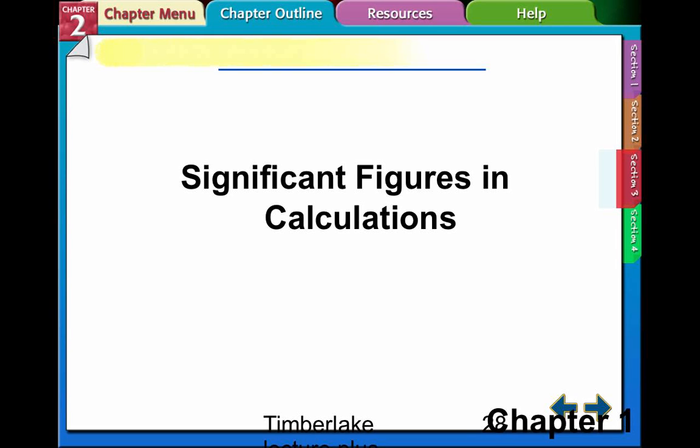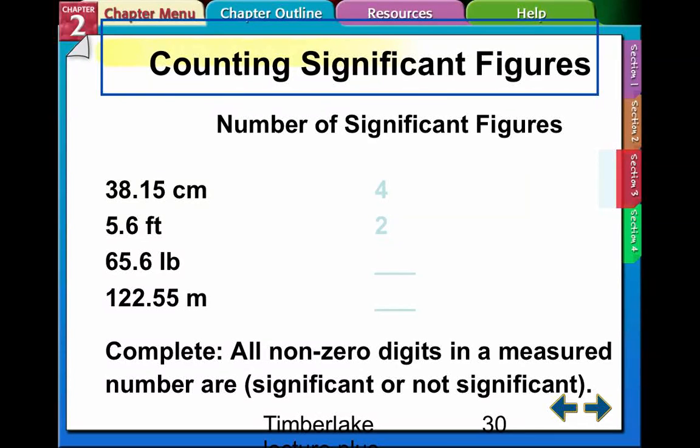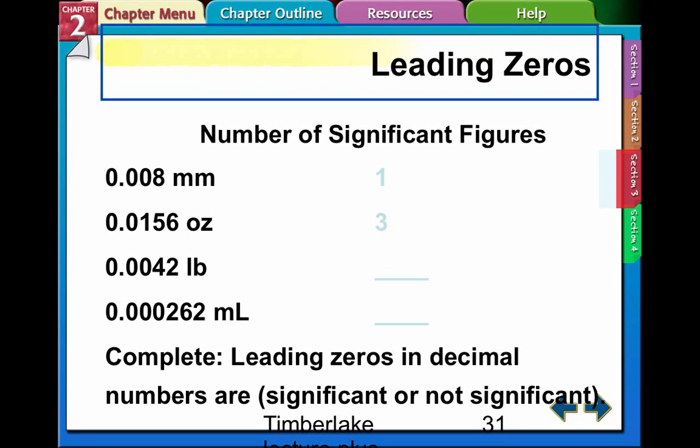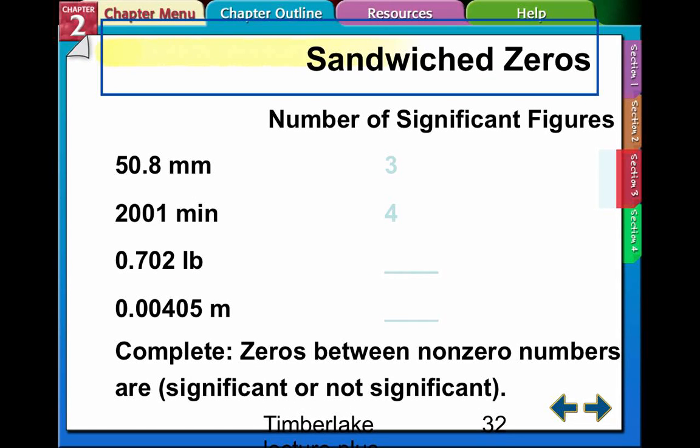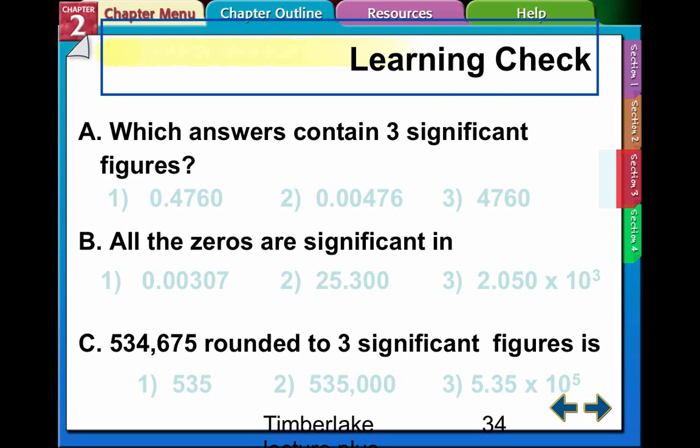Significant figures in calculations. The numbers reported in a measurement are limited to the measuring tool, as we've said before. Significant figures in a measurement include the known digits plus 1 estimated. Calculate how many sig figs there are here. More practice.